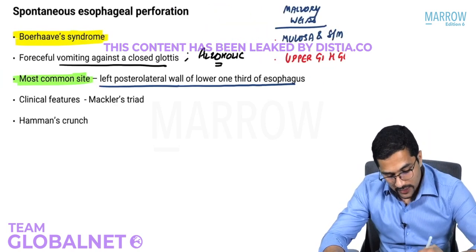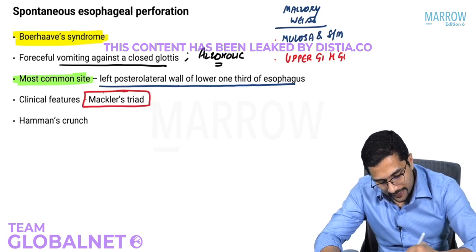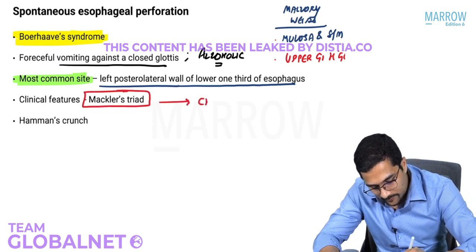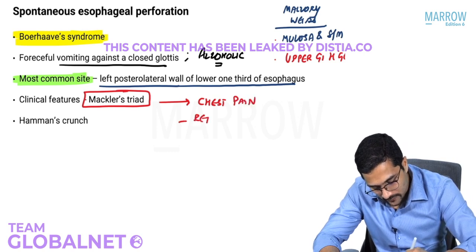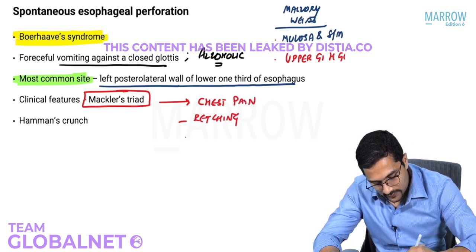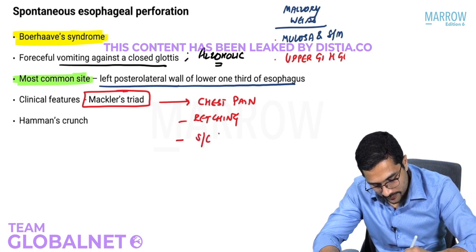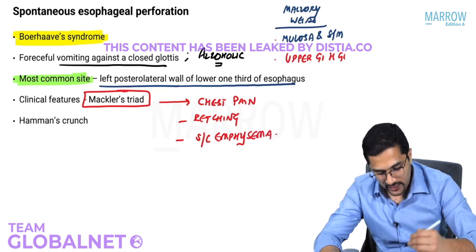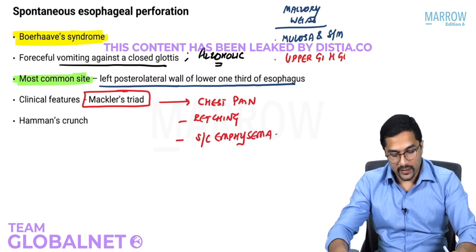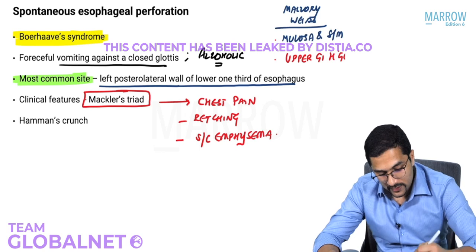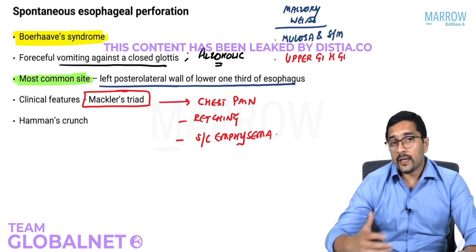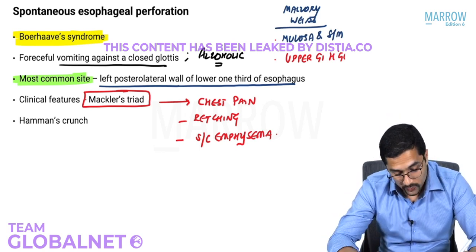So the patients usually come with Mackler's triad, and Mackler's triad has been asked in the exam. This is chest pain, retching, and subcutaneous emphysema. So the patient feels like vomiting, there's retching, chest pain, subcutaneous emphysema. That is how the patient presents. There can be fever as well. Patient can present in sepsis also.